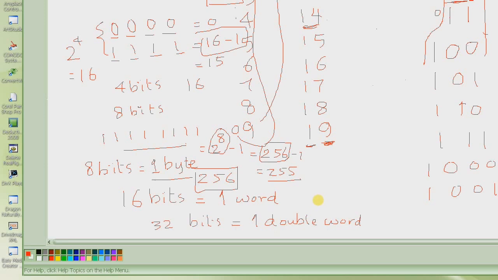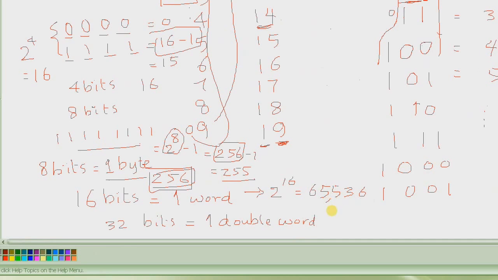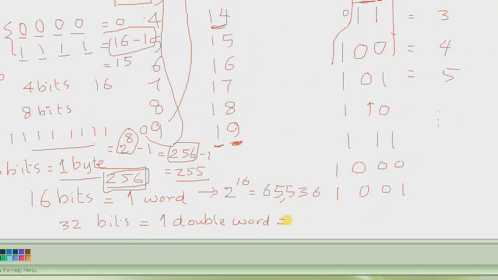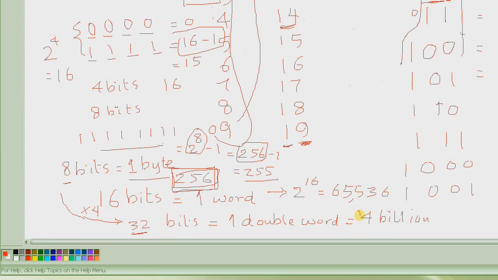These are the terms that you will hear again and again in programming languages and computer science everywhere. In 1 byte we can write 256 numbers. In 1 word we can write 2 to the power 16, which is 65,536 numbers. And in 1 double word, which is only 32 bits long, we could write 4 billion numbers. That's quite a bit. See how we just went from 8 to 32, which is 4 times more bits. We can go from 256 total numbers to 4 billion numbers.